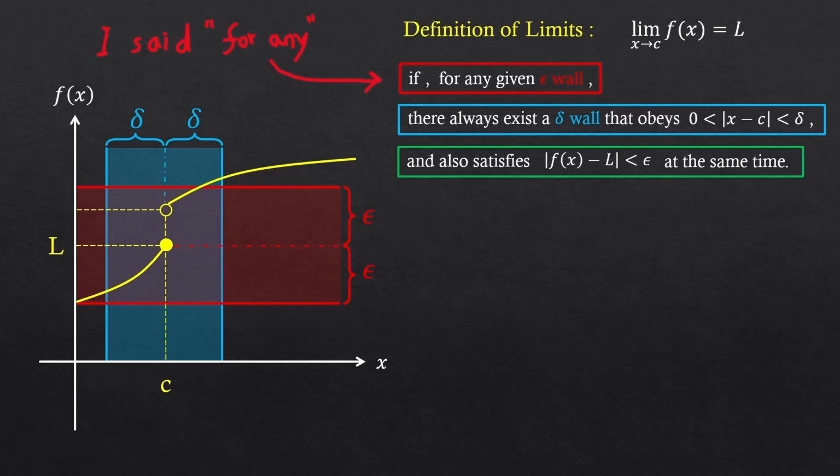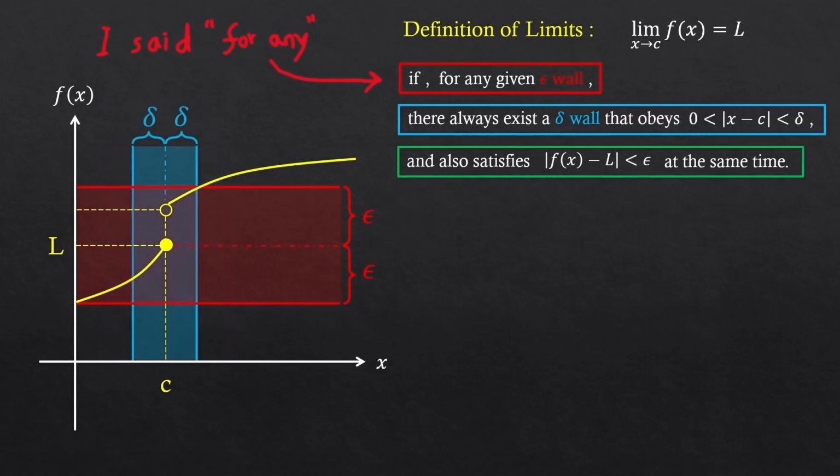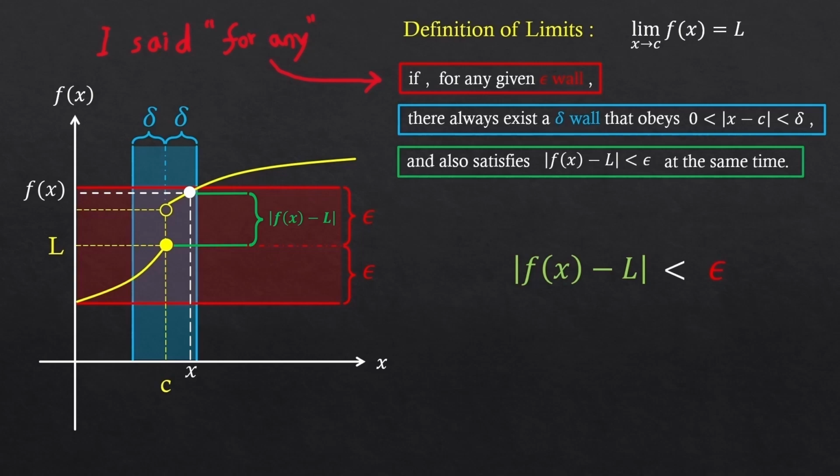Let me try to reduce this delta and see if this can stop fx from escaping the epsilon region. Yeah, now fx minus L is never wider than epsilon wall. You see that? It can never become wider. Great! So there still is a delta wall that can satisfy both inequalities at the same time. I mean having x and c inside the region and at the same time not allowing fx minus L to become wider than the epsilon. So can we now say that the statement is true and the limit exists?